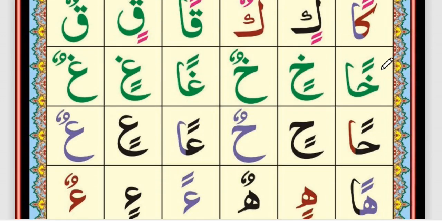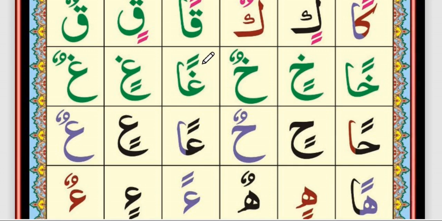Kha, two zabar, khan. Kha is read from the first part of your throat. This is also a mustalia letter; the letters which pronounce from the first part of the throat we read in a thick voice, thick tone. So these are two letters, kha and ghain. Kha, two zabar, khan. Kha, two zer, khin. Kha, two pesh, khun. Khan, khin, khun.